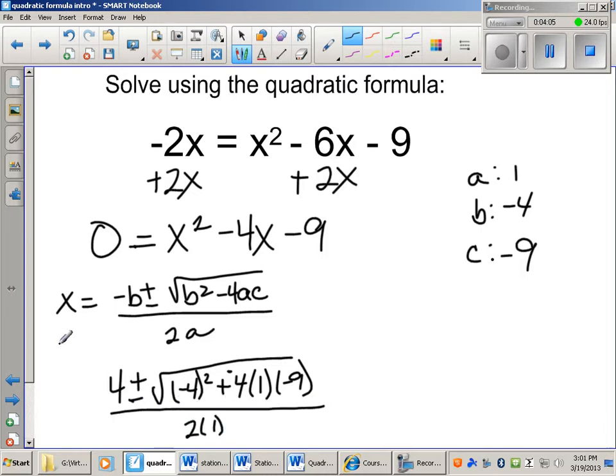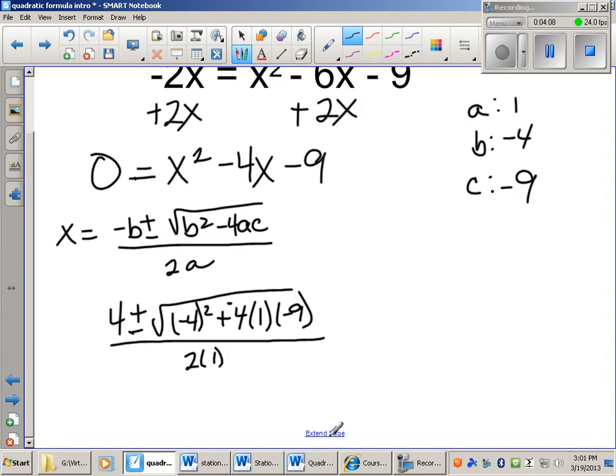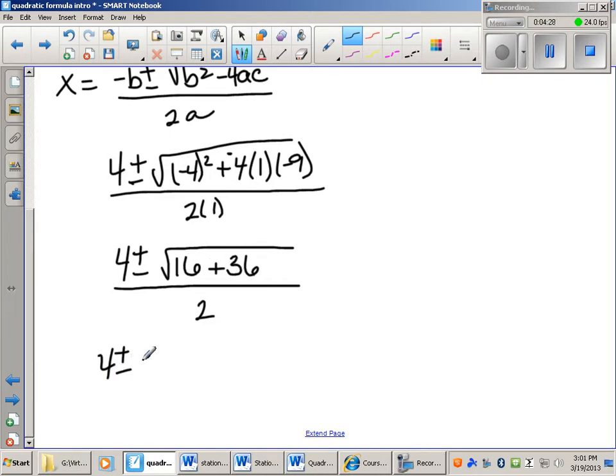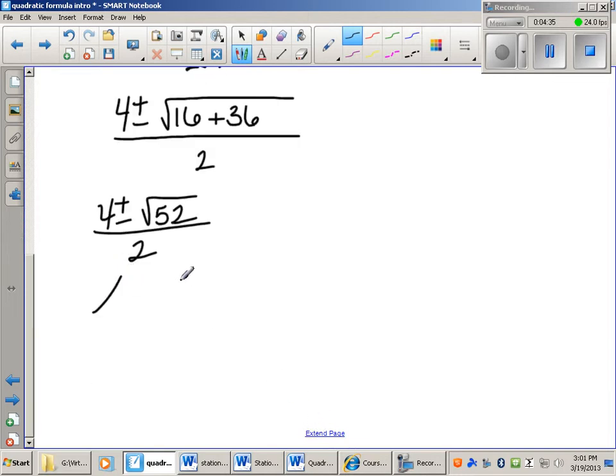So my next step is 4 plus or minus the square root of 16 plus, negative 4 times 1 times negative 9 is 36. And 2 times 1 in the denominator is 2. So I'm going to continue to simplify in here. So I have 4 plus or minus the square root of 16 plus 36, which is 52, and that's over 2. And again, this is where I have to split. When I'm ready to square root, I need to split it into the positive square root of 52 and the negative square root of 52.